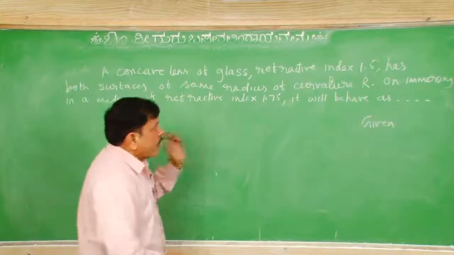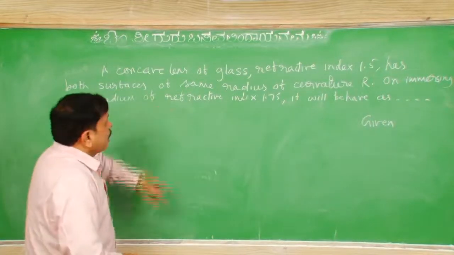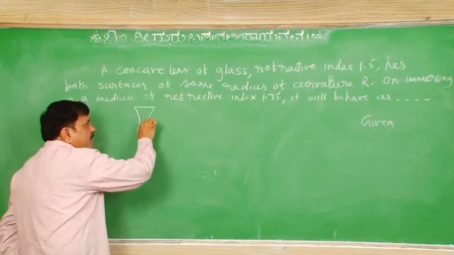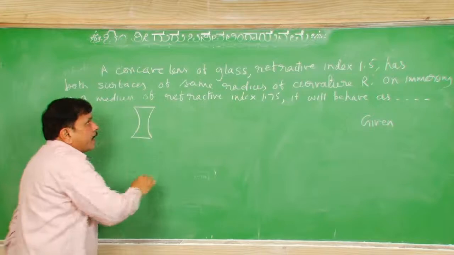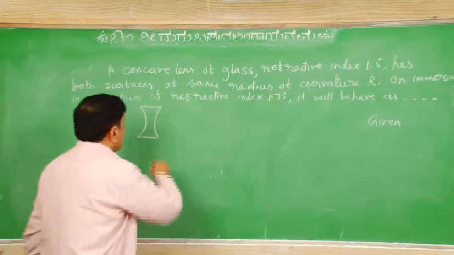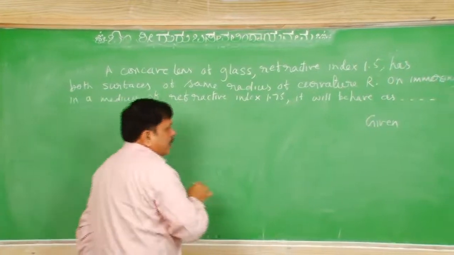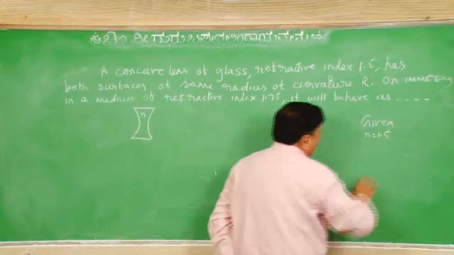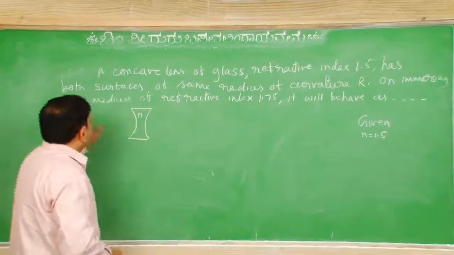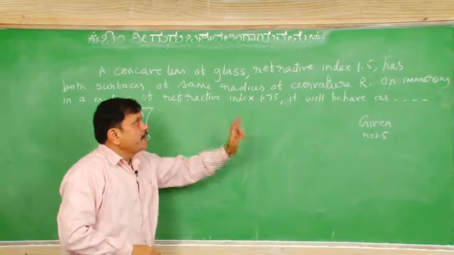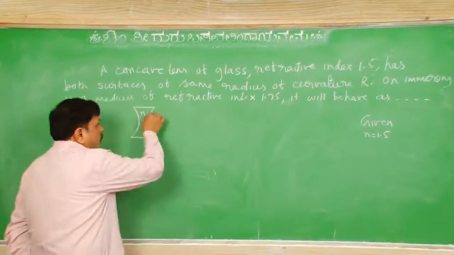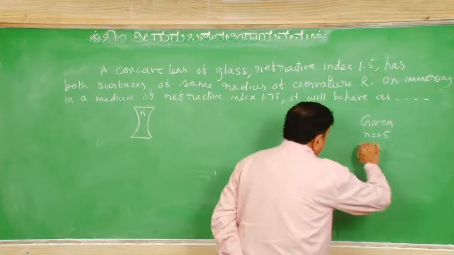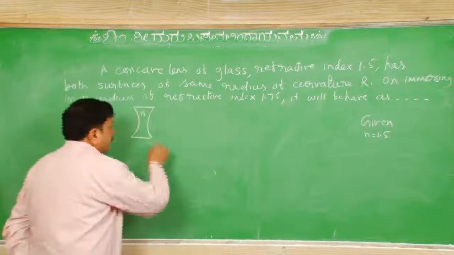Now here, if you remember, in the last class we have done one thing, but that question is slightly different from this. Here what is given, a concave lens is there with us, and the refractive index of this one we'll take as n. N equal to 1.5, and both surfaces have the same radius of curvature R. So here, if you don't write this also, it will be okay.